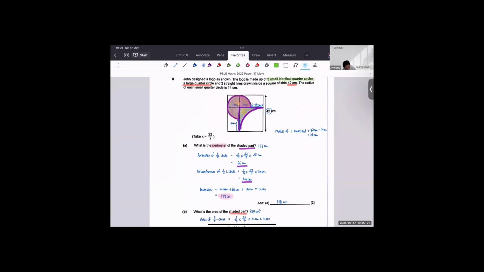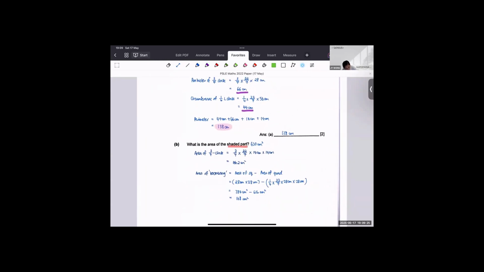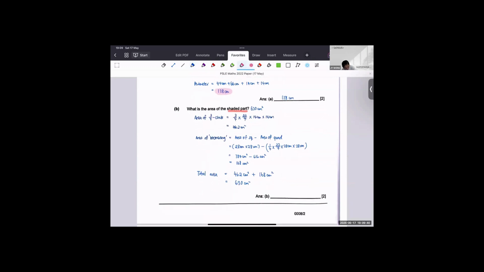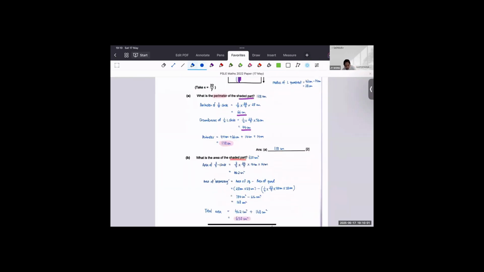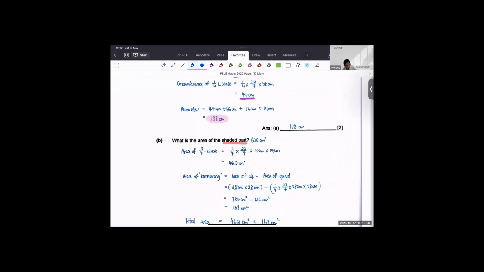So number 1 is the 3/4 circle, and number 2 is the boomerang. Total area will be 462 square centimeters plus 168 square centimeters. It will give you 630 square centimeters. So you have to do it step by step, one by one, and then you arrive at this. Please make sure you don't multiply wrongly. Make sure you don't miss out the fraction.